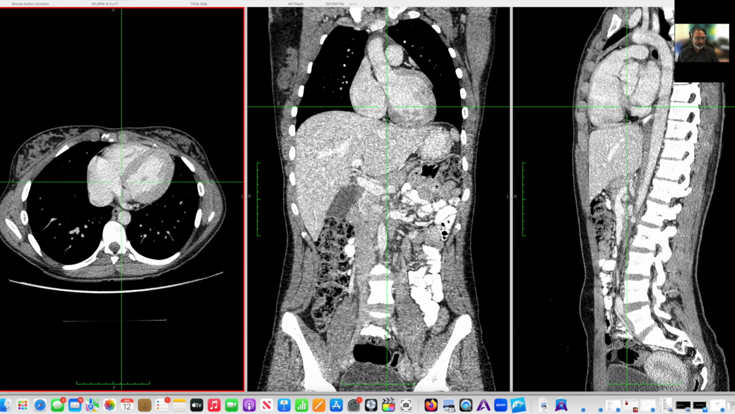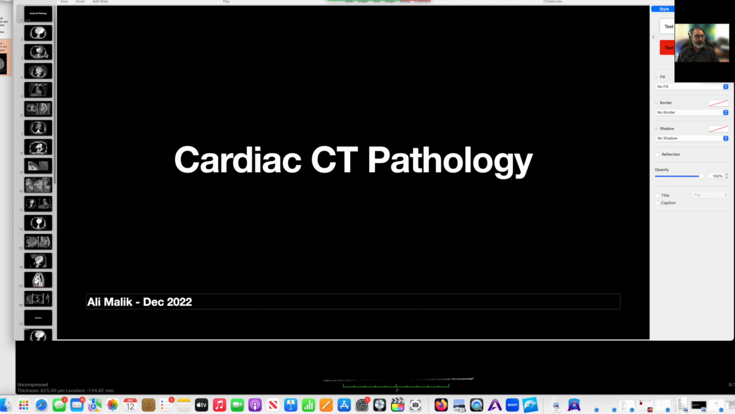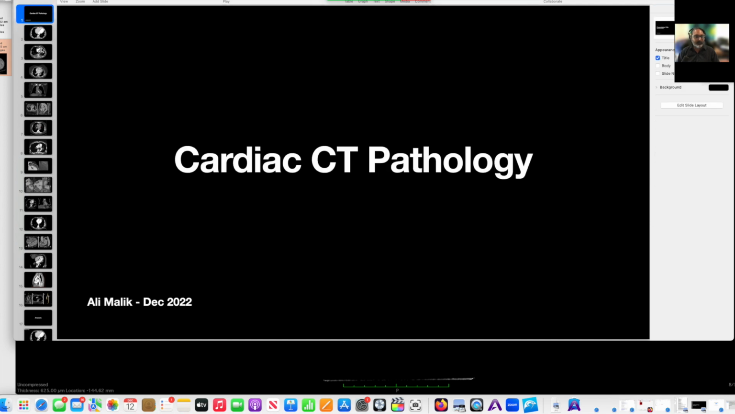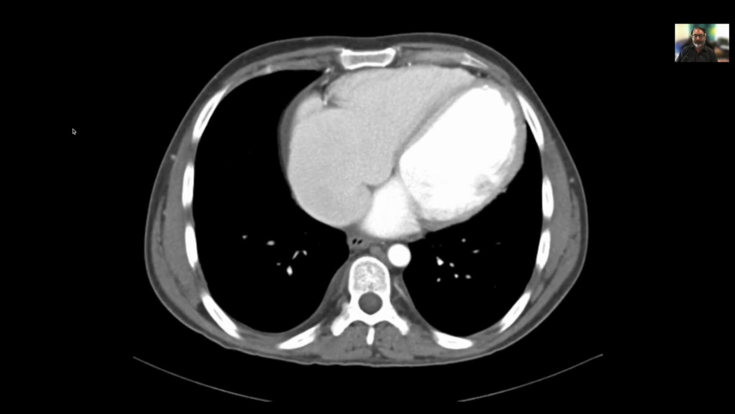Okay, so let's go straight into the pathology quiz now. All right, cardiac pathology quiz. And here we are. What do you see? There are so many things, but look at the size of the heart, I would say. Cardiomegaly, absolutely.